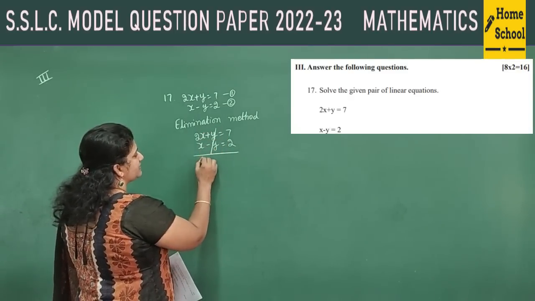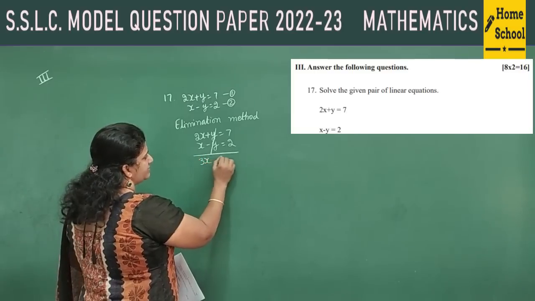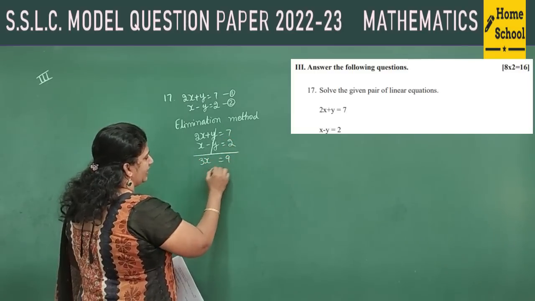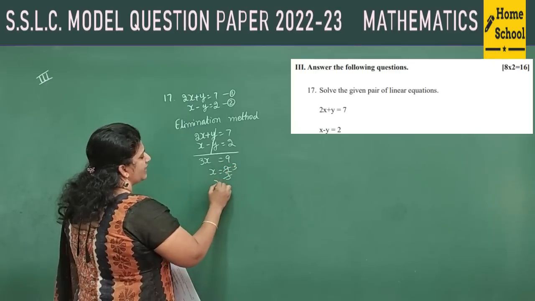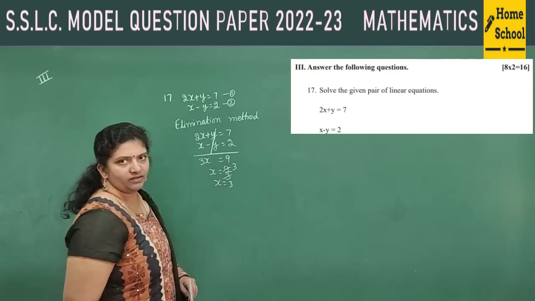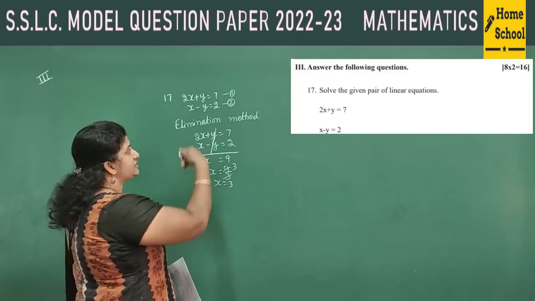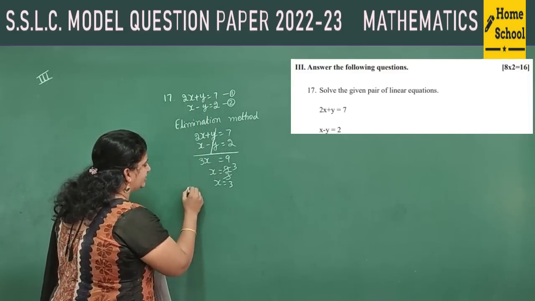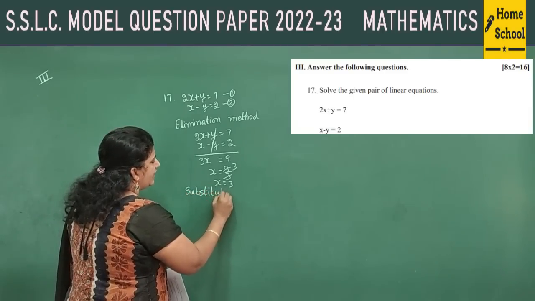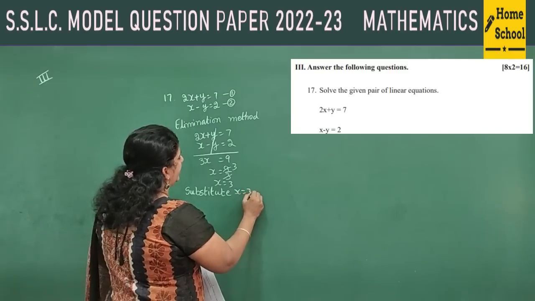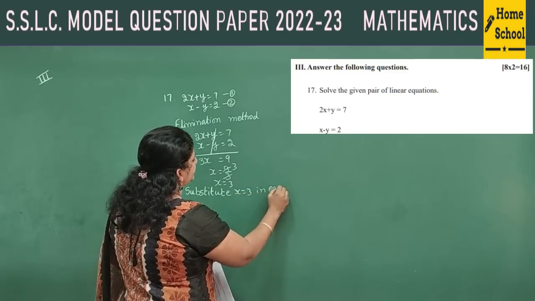Cancel. 2x plus x will be 3x. 7 plus 2, 9. x is equal to 9 by 3. That is x is equal to 3. Now this x value, substitute in any one of the equations. Substitute x is equal to 3 in equation 2.